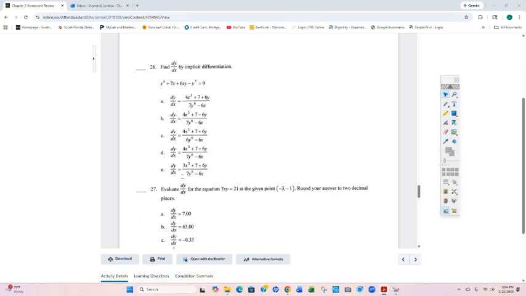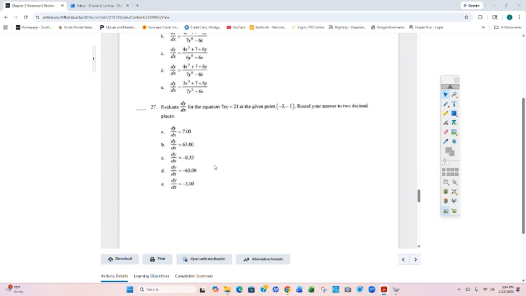E, dy dx equals, the numerator is 3x cubed plus 7 plus 6y, the denominator is 7y to the 6 minus 6x. The answer to number 26 is D. Last question, number 27. Evaluate dy dx for the equation 7xy equals 21 at the given point, the coordinates are -3, -1. Round your answer to 2 decimal places.